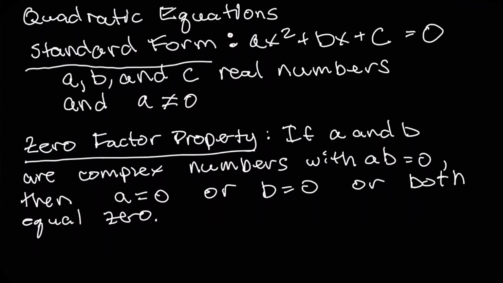Let's look at some quadratic equations. So we have this thing called the standard form, and it can be defined as ax squared plus bx plus c equal to 0, where a, b, and c are real numbers and a is not equal to 0.